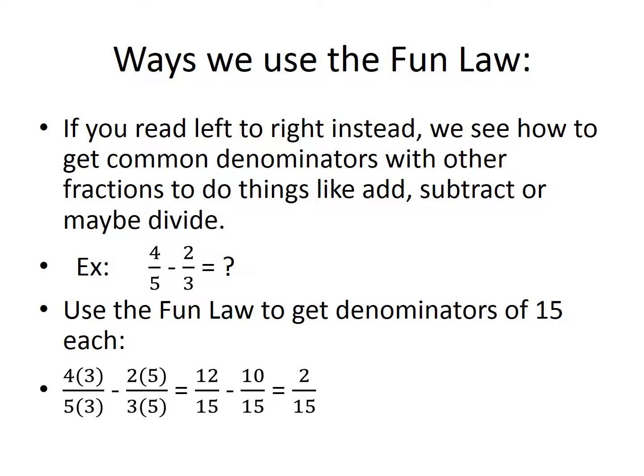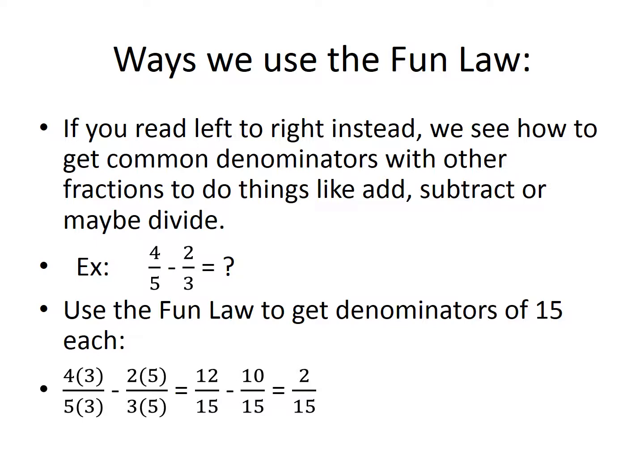Now, what if we read it the other way, the usual way, left to right? Then we see how to create common denominators with other fractions, so we can do something like add or subtract, maybe even divide. And so I take 4/5 minus 2/3. I'm going to use the fundamental law to get common denominators from 5 and 3. Let's use a common multiple. Say 15 is the least common multiple. So I multiply the first fraction, top and bottom, by 3. That's allowed because of the fundamental law of fractions.